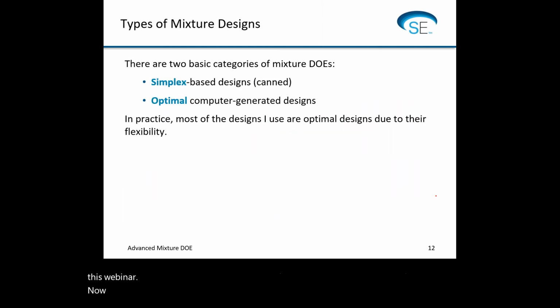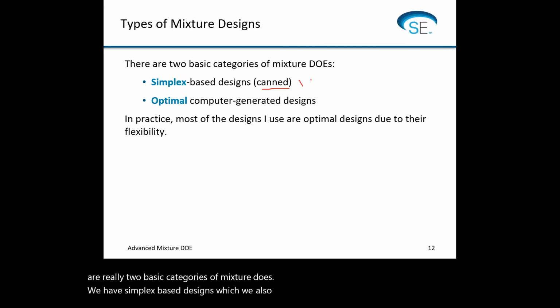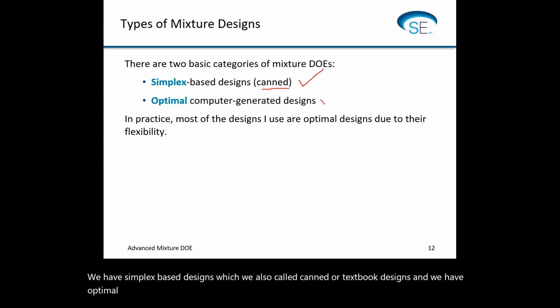Now we know when to choose a mixture design. So let's get into the actual DOE here. There are really 2 basic categories of mixture DOEs. We have simplex-based designs, which we also call canned or textbook designs. And we have optimal computer-generated designs, which are sometimes called custom designs.